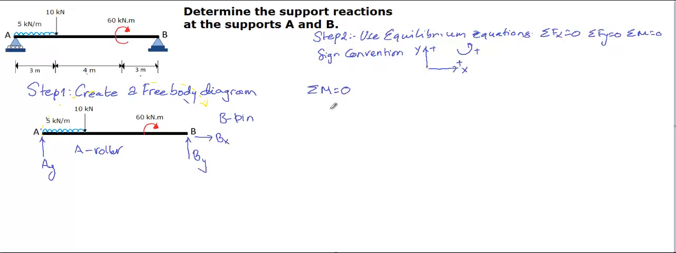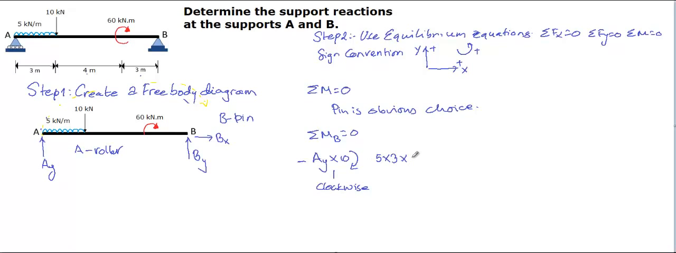Now let's take moment equals 0, and to take a moment, pin support is the obvious choice because we can eliminate horizontal and vertical reactions at the pin support if we do that. So moment about B equals 0. First one is Ay vertical reaction times 10, and it is creating clockwise moment. So that's why it should be negative, because our assumption is anti-clockwise positive.